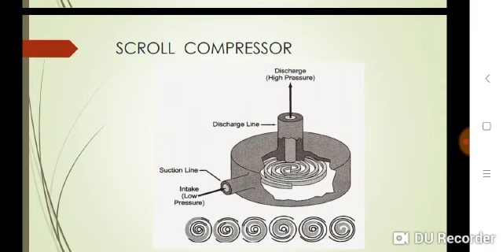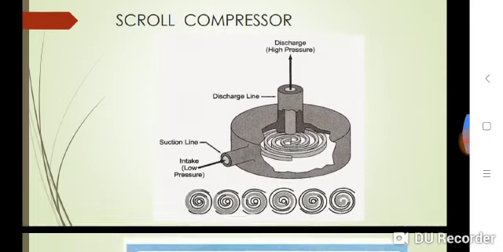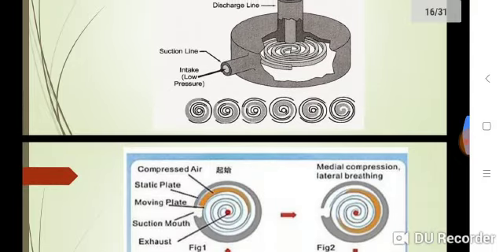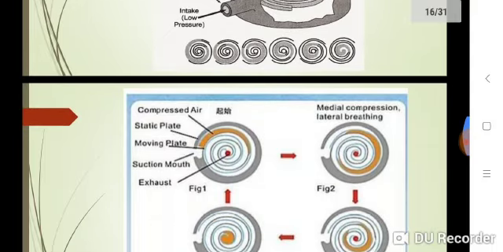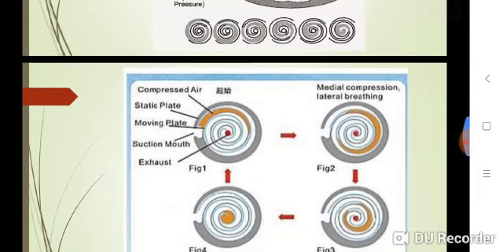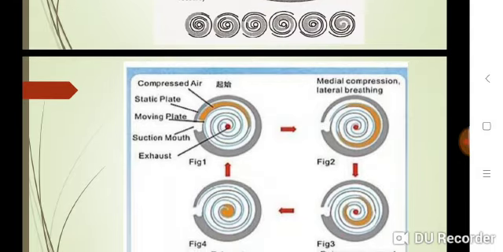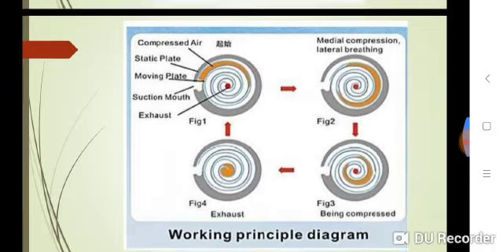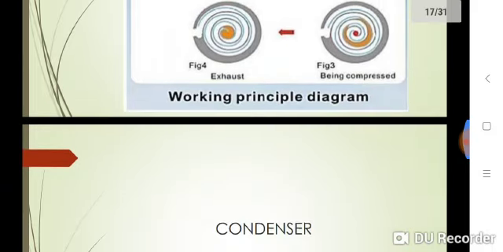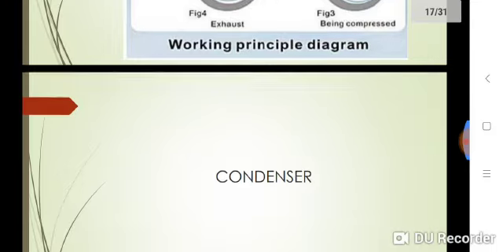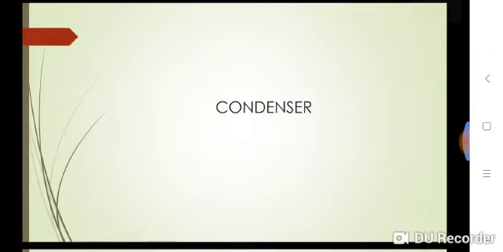Scroll compressor. What is the use of the scroll compressor? Here is one stationary disc and one rotating disc. The refrigerant comes in from the outside into the scroll compressor. The fixed disc is fixed, and the rotating disc rotates in a clockwise direction. Due to the rotation of the rotating disc, the space of the refrigerant is varied, and due to varying the space, the refrigerant gets compressed and the pressure is increased. Just like that.